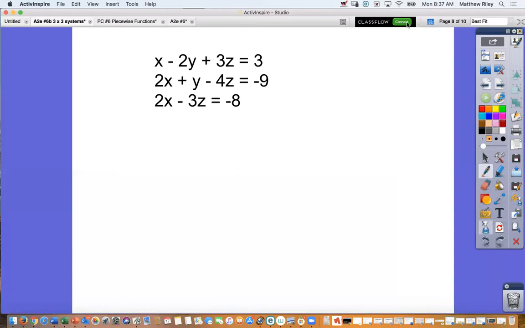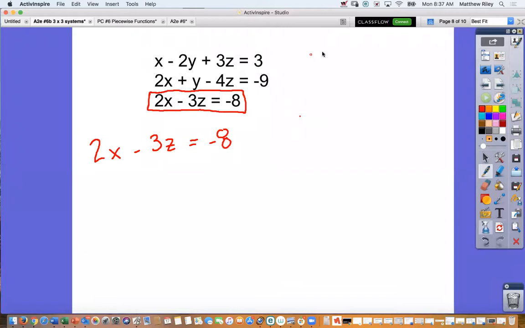Okay. So the very first thing that I want to show you guys is this. This is a big indicator. Remember, you can choose any variable you want to eliminate or to cancel out. But what do I notice about this third equation? It doesn't have a y. So I can drop this down right away. There is no y in that equation. Exactly. So there's no y in this equation.